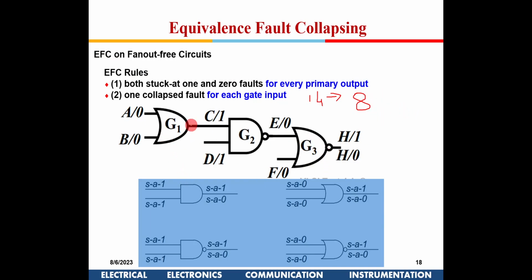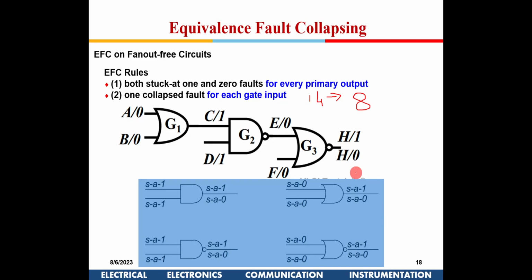Is this logic understood by all of you? How to move from the primary output towards the primary input. So these are the faults which will be there once you run this algorithm on any circuit. Is it okay with all of you?